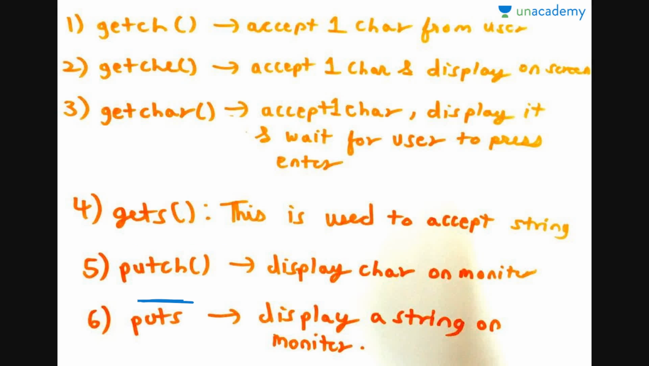Now, putch. It displays the character on the monitor. Getch and putch may be used together. Now, puts displays a string on the monitor. So now, if you accept a string by gets, you need to put it somewhere to display it. So puts does the function and displays the string on the monitor.